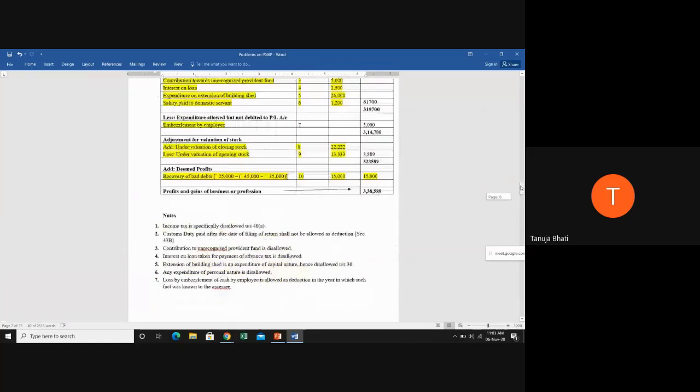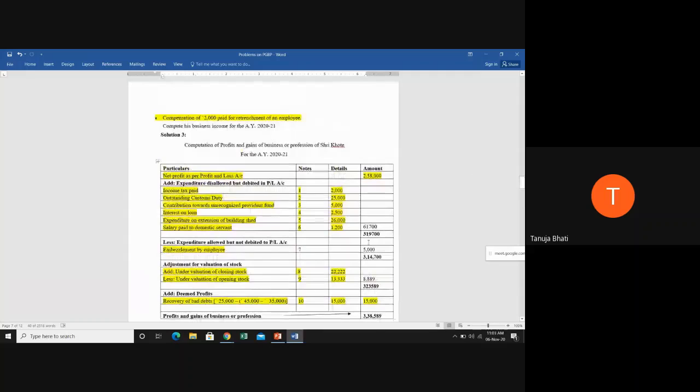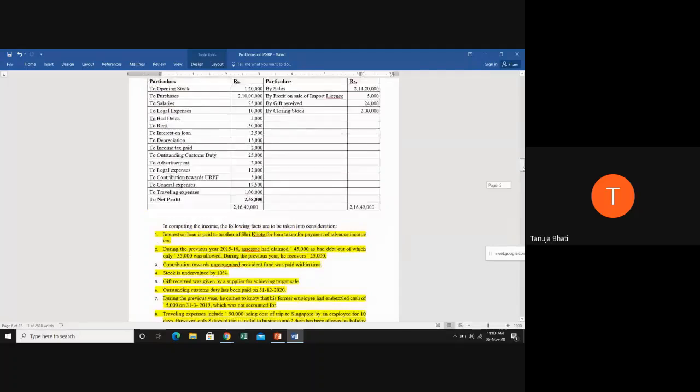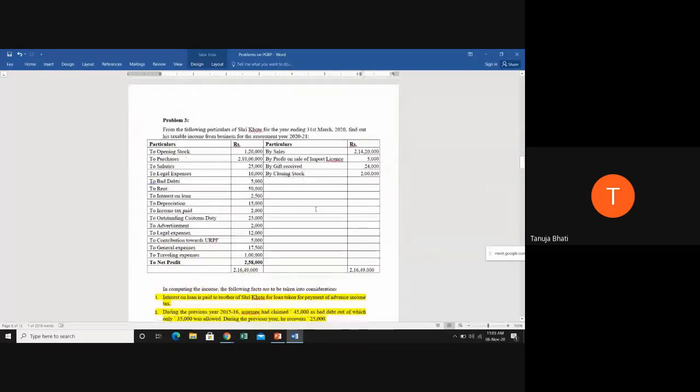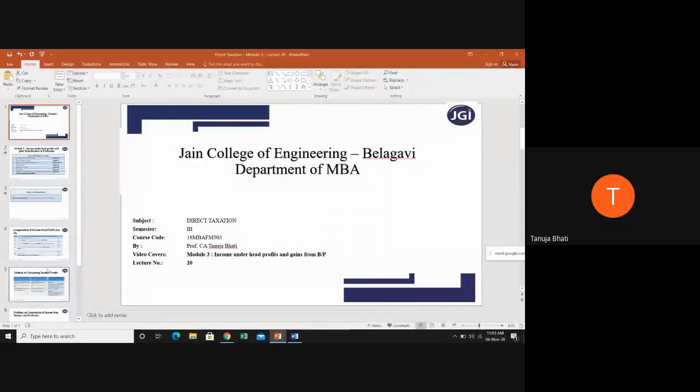So students, when you plus minus these figures, you get the exact profits and gains from business or profession. So we have completed problem number 3 as well. So hope you all have understood this problem, everyone. Yes, students, have you understood problem number 3? Yes, ma'am. Okay.